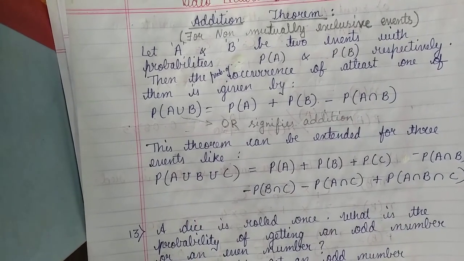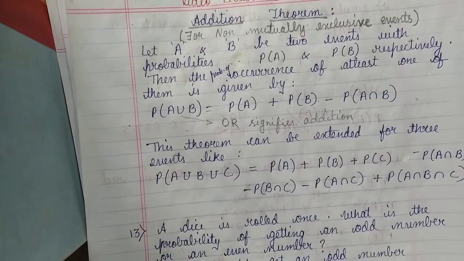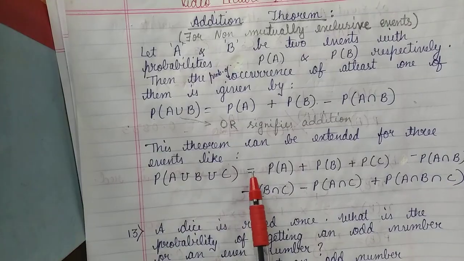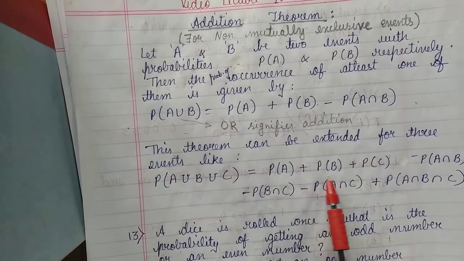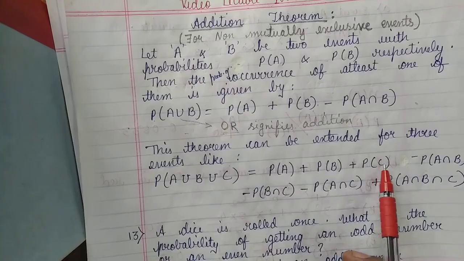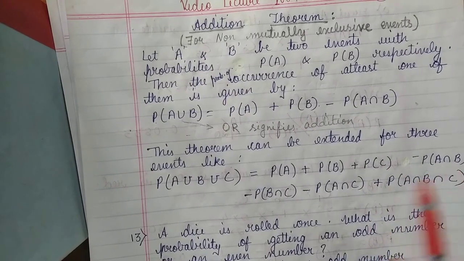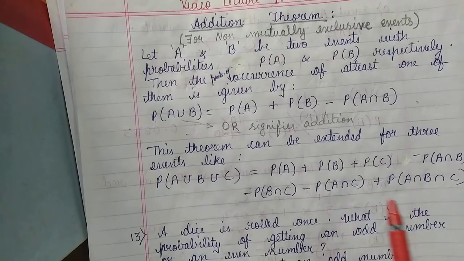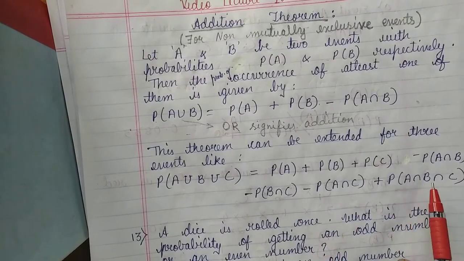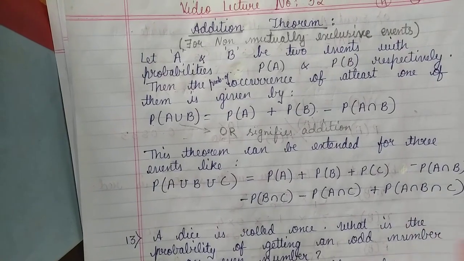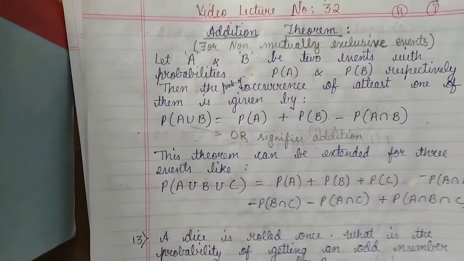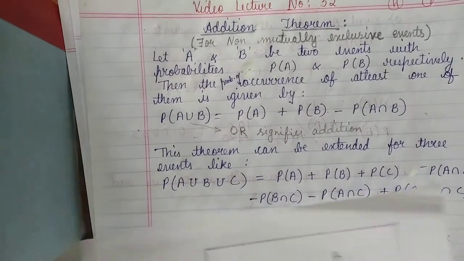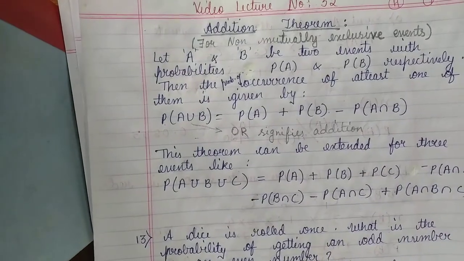If there are more than two, suppose there are three events A, B and C, then how do we write this? Probability of A union B union C is equal to probability of A plus probability of B plus probability of C minus probability of A intersection B minus probability of B intersection C minus probability of A intersection C plus probability of A intersection B intersection C. So let us understand this using a Venn diagram. I think you might have seen these Venn diagrams at school level. So this is how your Venn diagram looks.